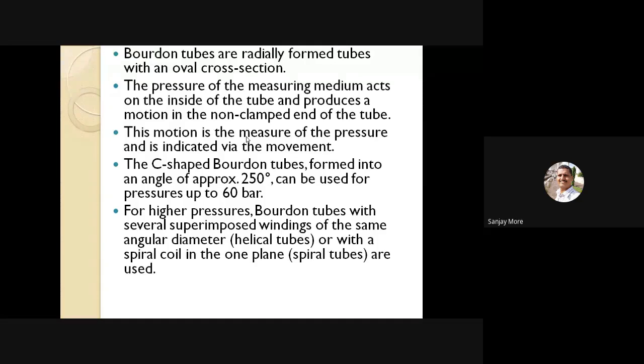Okay, no. Thank you. So write down the description of Bourdon tube pressure gauge. Bourdon tubes are radially formed tubes with an oval cross section. Full stop and next line.